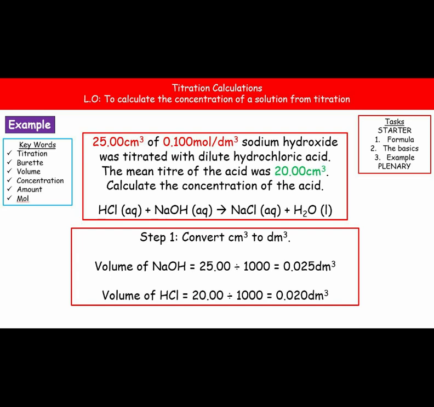And the way we convert centimeters to decimeters is we divide by 1,000. So you can see there the volume of sodium hydroxide, we can see in the question, was 25 centimeters cubed. So 25 divided by 1,000 gives us 0.025 decimeters cubed. Do the same with the 20 centimeters cubed of acid, then 20 divided by 1,000 gives us 0.02 decimeters cubed of our acid. So make sure you set that out nice and clearly, because that conversion can actually be worth a mark for us in this question.